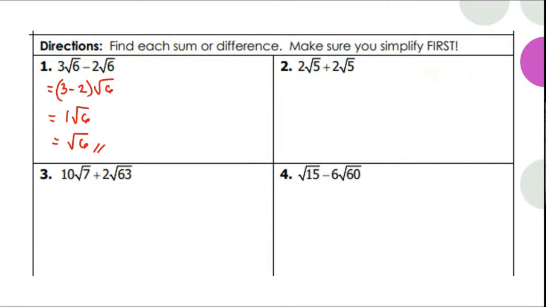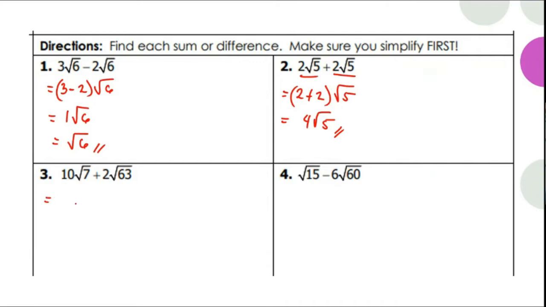So now let's move on to number 2. These two given terms are already in simplest form, and they are also similar. So they have the same square root of 5. So we will just combine 2 plus 2 times the square root of 5. So we will be having 4 square root of 5 as our final answer. Now let's move on to number 3.